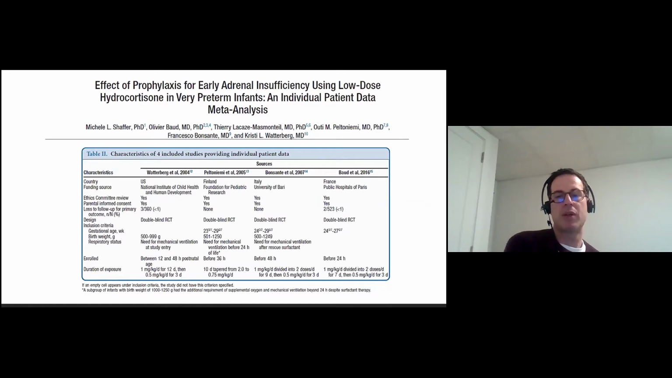What was interesting about this paper was that in an individual patient meta-analysis, they only included studies in which they could get the original data from the patients. And so by having access to the original data, they could look at things that might not have been looked at in the individual studies. So they grouped all these together, and generally speaking, as you can see on the bottom, the duration of exposure was anywhere from about 9 to 12 days, and it had to be prophylactic.